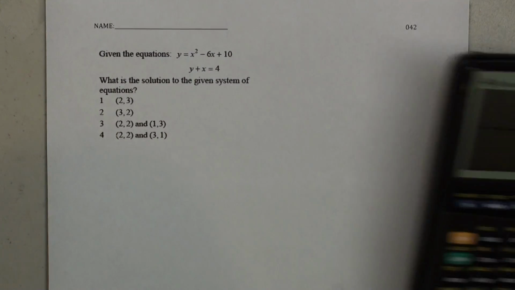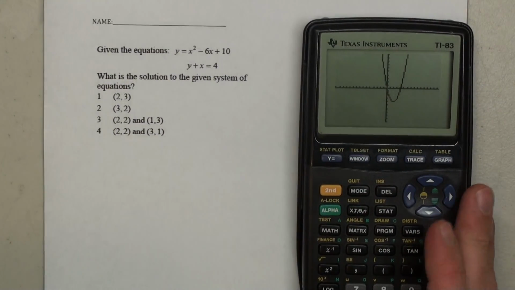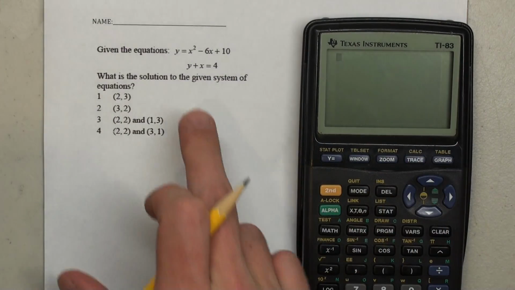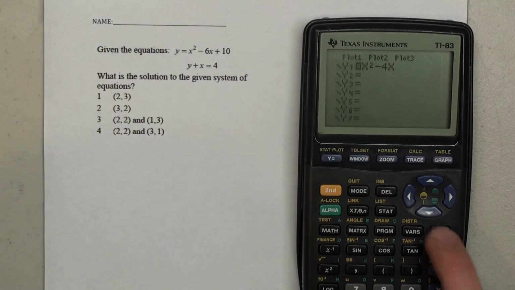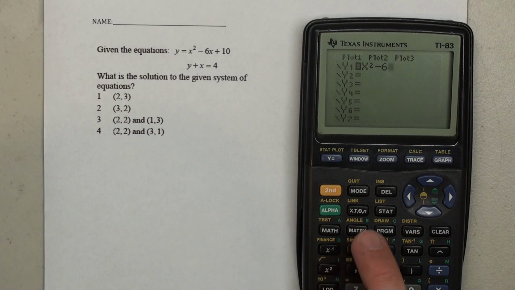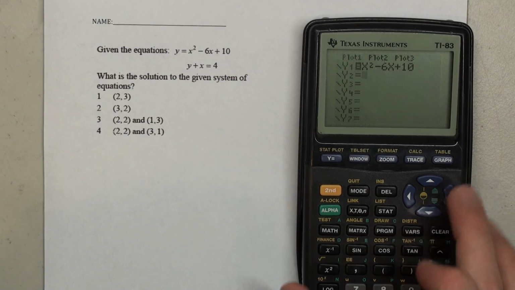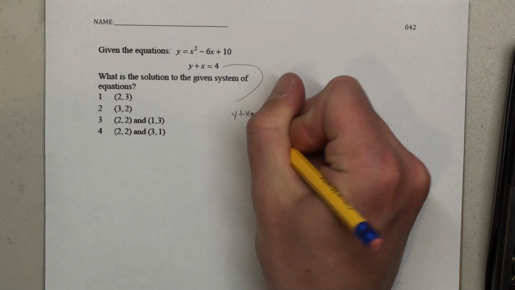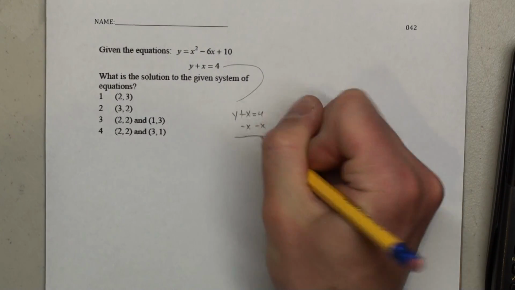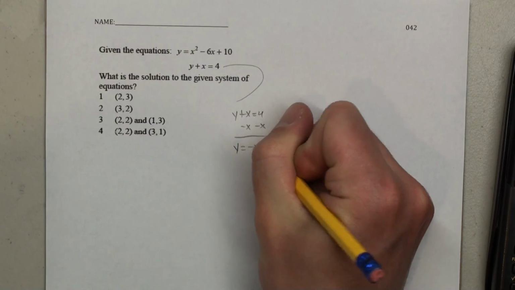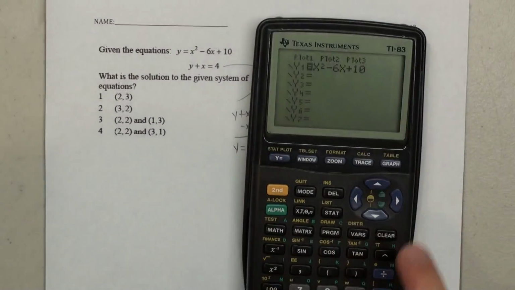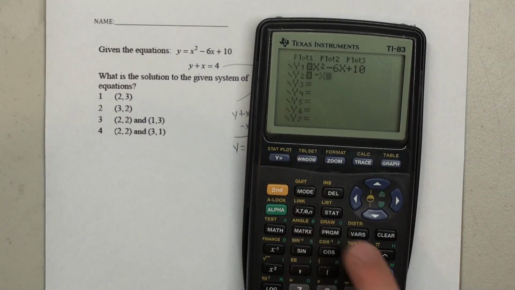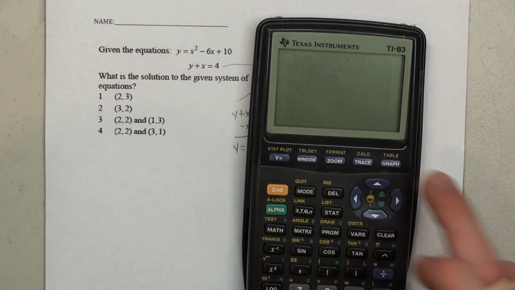What is the solution to the given system of equations? Ready? We're going to use the calculator. We're going to plug in x squared minus 6x plus 10. Now this one we can plug in, we just have to rearrange it, right? y plus x equals 4, subtract x. y equals negative x plus 4. Graph.